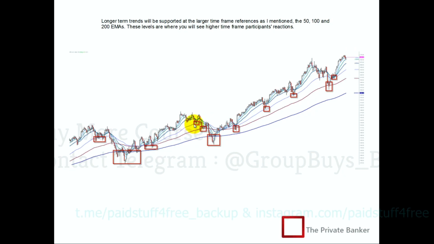So this is just evidence of longer term traders seeing value in buying price at these lower levels, and of course stopping the shorter term trend and resuming the longer term trend. So very important information, and these higher time frame references are obviously very, very powerful.